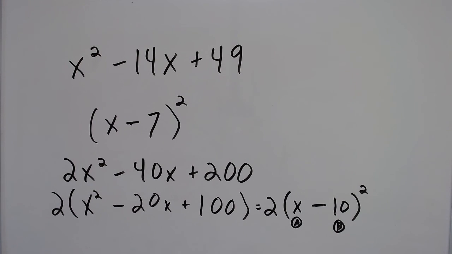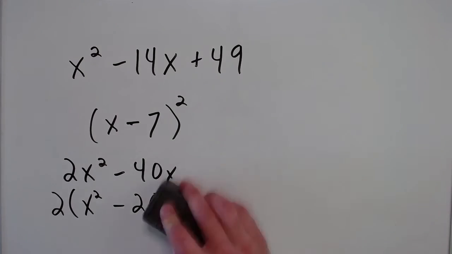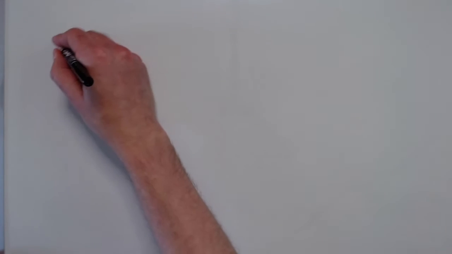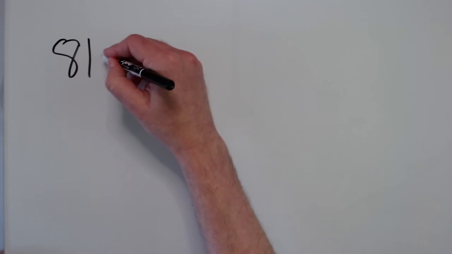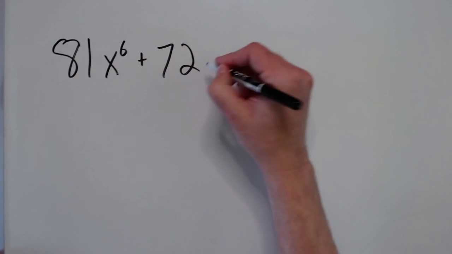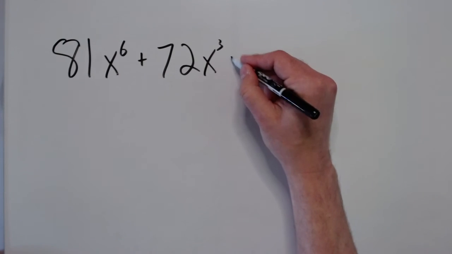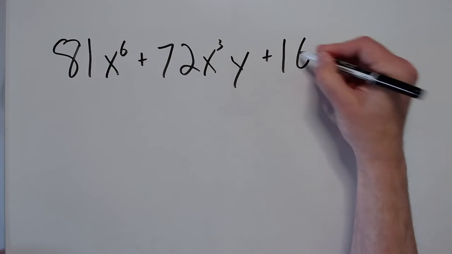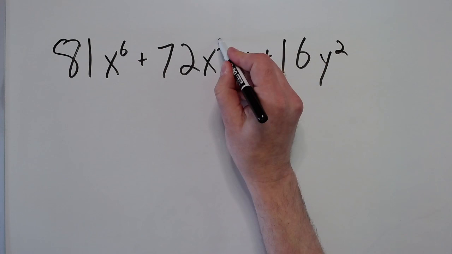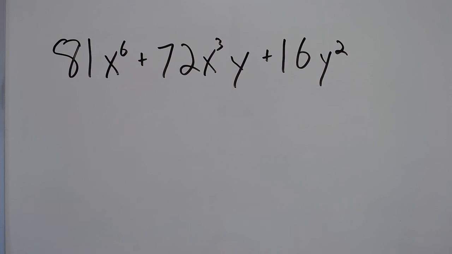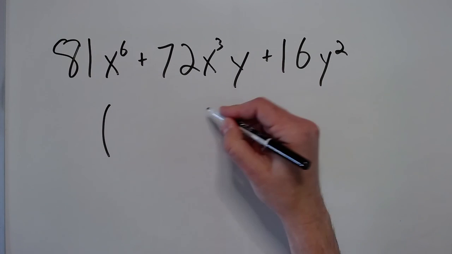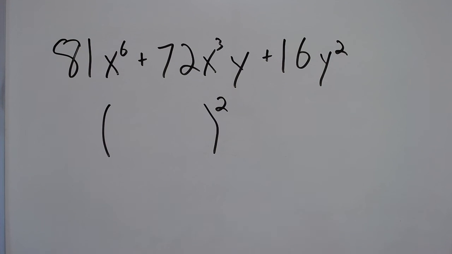All right, let's clean this off and do our challenge problem for the day. Okay, here. Oh my gosh, 81x to the 6th plus 72x cubed y plus 16y squared. So just because there's bigger numbers and more variables and exponents, the same rules and same lessons can apply. I'm going to tell you right off the bat that this is a trinomial square. So we're going to go right to the form of something being squared.